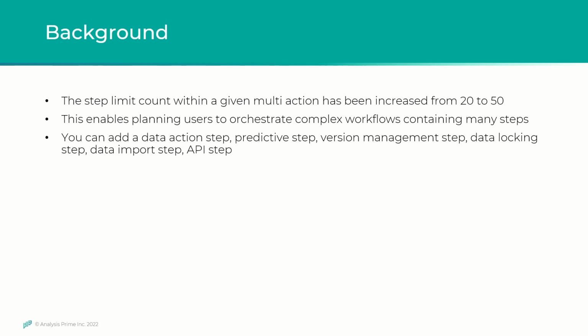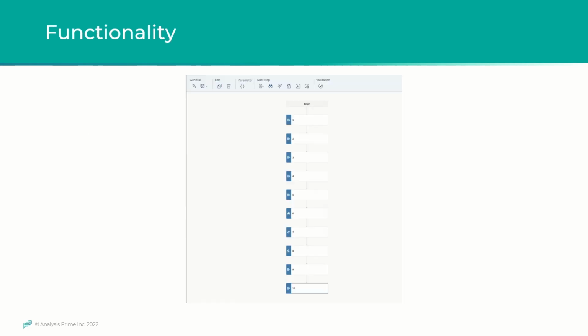A little background on this feature update. The step count within a multi-action has been increased from 20 to 50 steps. This enables planning users to add many more steps to their complex workflows. You can add a data action step, predictive, version management, data logging, data import, and an API step. This is a snippet of where we can add or use this functionality. Let us go into the system to see how this works.